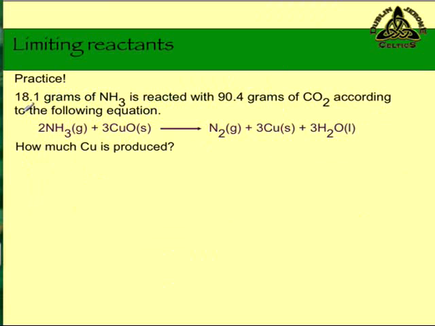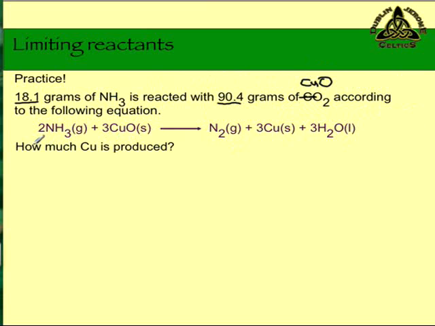We have 18.1 grams of NH3, so 18.1 grams of ammonia, reacted with 90.4 grams of CuO, copper oxide, technically copper(II) oxide, according to the following equation. 2 ammonia molecules react with 3 copper oxide molecules to make a nitrogen molecule, 3 copper molecules, and 3 water molecules.